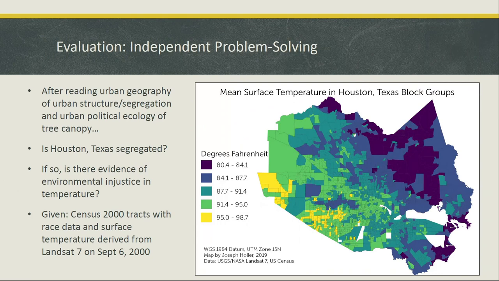So then we break for an exam, and here is an example of the type of work that students might do. After reading papers on urban geography around structure of the city and segregation and urban political ecology, kind of mapping political environmental justice on top of patterns of segregation, I give them a question: is Houston, Texas segregated? And if it is segregated, is there evidence of environmental injustice when it comes to temperature, surface temperature? So along with that question, they get two data sets: census data from 2010 loaded with racial information, and surface temperature derived from the Landsat 7 satellite on September 6th, 2000.